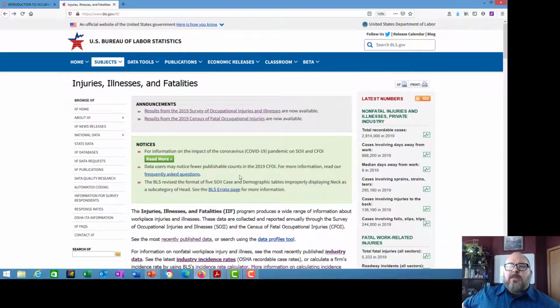But this is meant to be a complement to the OSHA record keeping. There are similarities, and they're trying to find more similarities. This is what companies will do: they'll analyze their own OSHA data, and then they'll compare it to data that they find here.